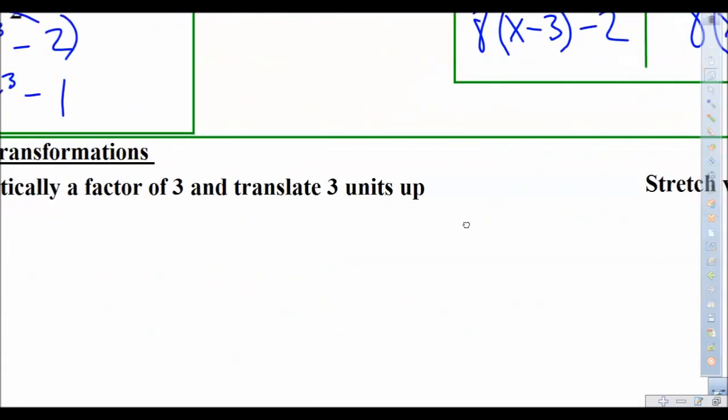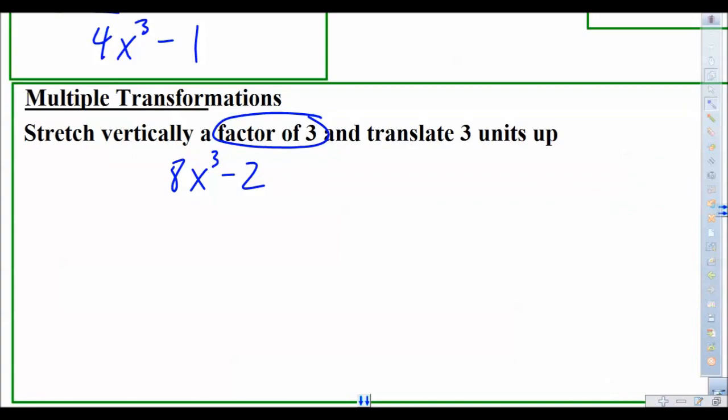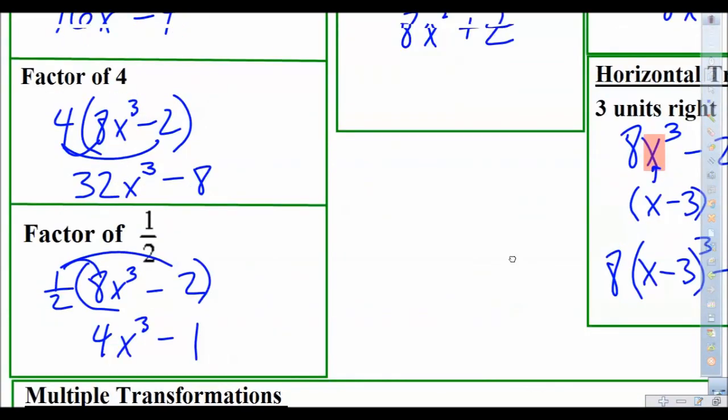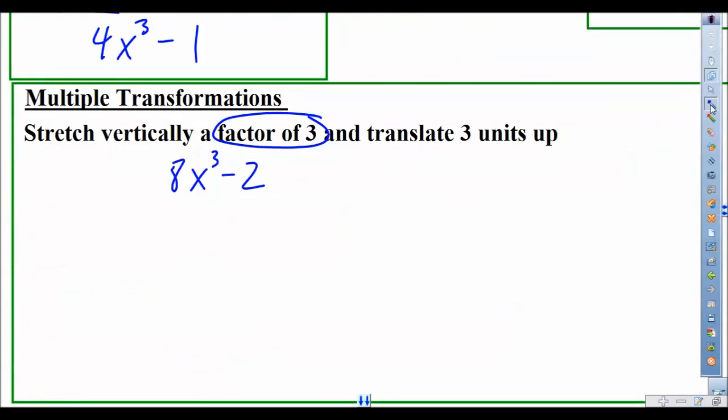Now these here, if we put them both together, we're doing the same thing that we just did on the last front side of this note sheet. We want to take that 8x cubed minus 2, stretch it vertically by a factor of 3, so that's just like these ones right up here. Notice we're just doing the distributive property here. So let's just do the distributive property on this. Let's take this function here, and let's multiply it by 3. Boom, boom.